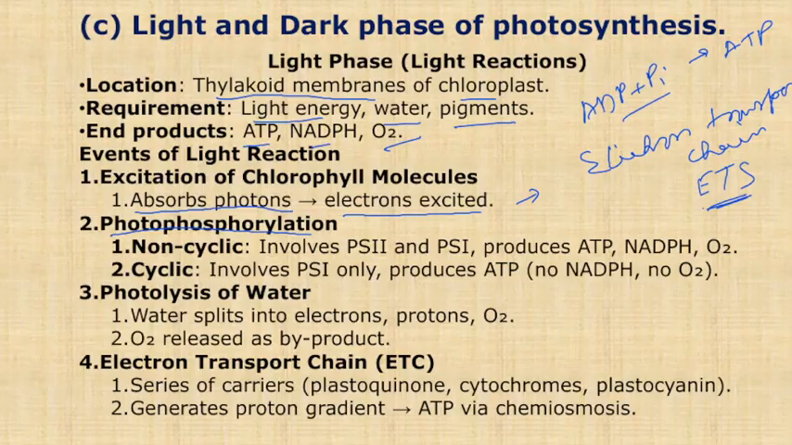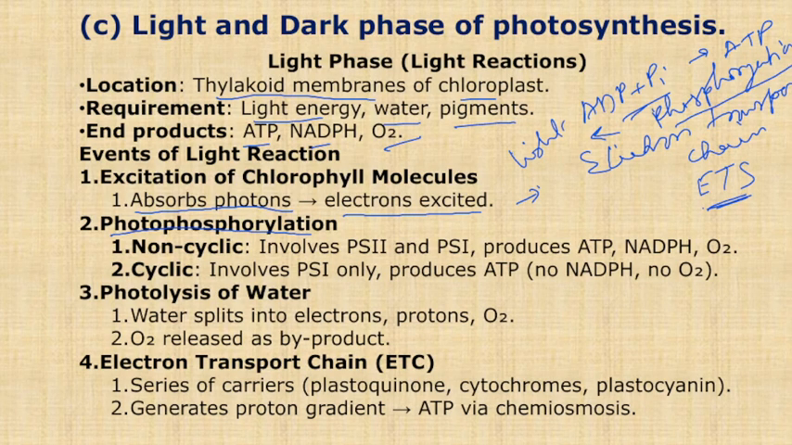The addition of a phosphate group is known as phosphorylation. Because this phosphorylation is happening with the energy of light, that is photon energy, which is used for the formation of ATP, we call it photophosphorylation. One type is cyclic and the other is non-cyclic phosphorylation.